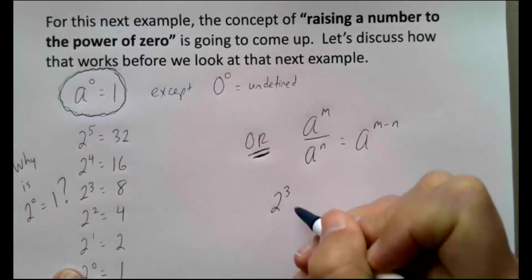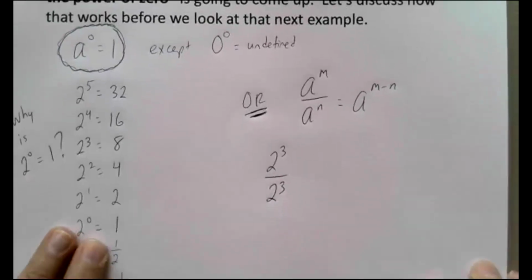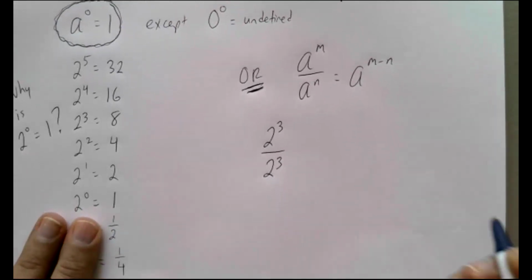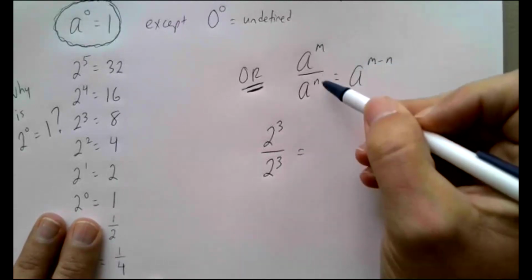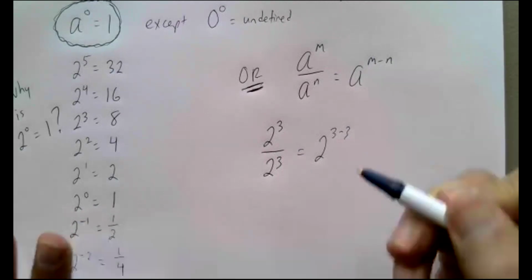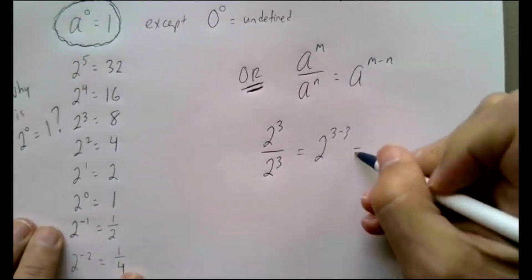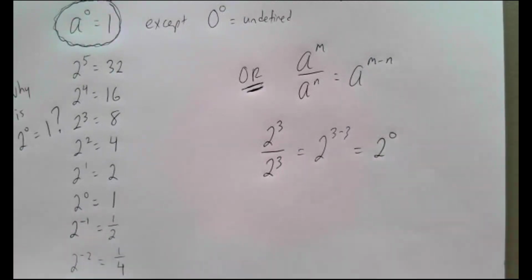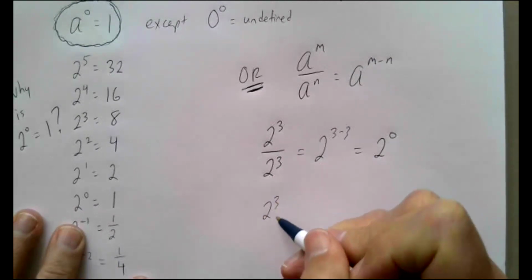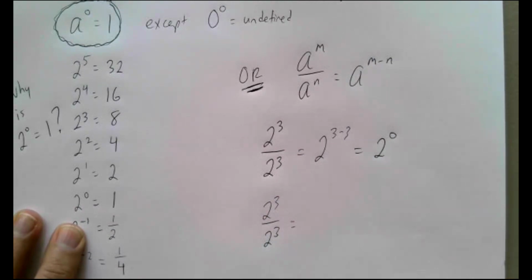Let me take 2 to the third over 2 to the third. What is 2 to the third over 2 to the third? Well, if I use this rule, what I just told you, it should be 2 to the 3 minus 3. If you believe that rule, or you've seen that rule before, then it's got to be 2 to the 0. So on the one hand, it has to be 2 to the 0. But on the other hand, when we have a fraction like this and the top and bottom are the same number, we know that fraction is always equal to 1.